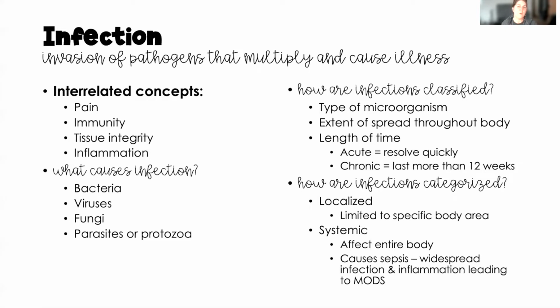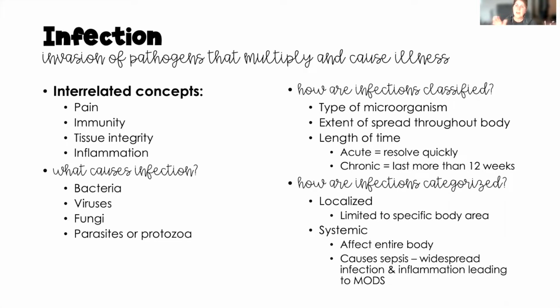So let's think about what causes infection. Well, it could be a bacteria, it could be a virus, it could be a fungus, or it could be a parasite or a protozoa. Infections are classified in 3 ways. So we classify infections by the type of the microorganism, so it's viral or it's bacterial. The extent of spread throughout the body, so it's localized or it's systemic. And then the length of time that the infection has been going on. Is it an acute infection, which tends to resolve quickly, or is it a chronic infection, meaning that it has lasted for more than 12 weeks?